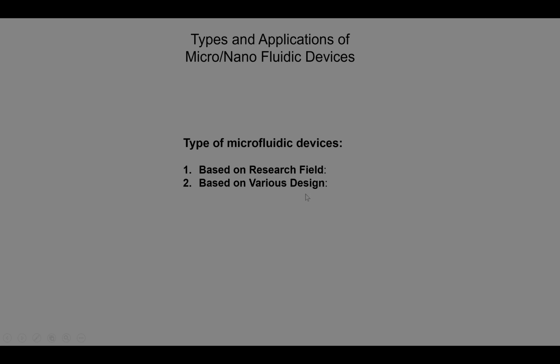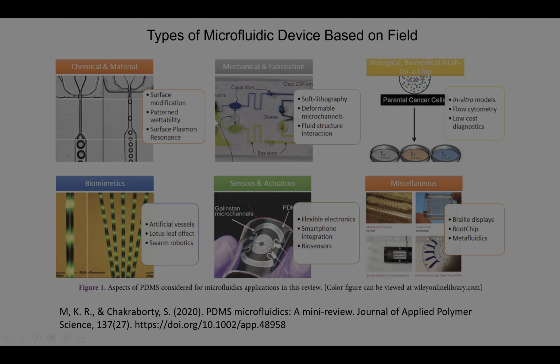Based on research field and various designs, we can distinguish these microfluidic devices. Here we are discussing based on the research field. Chemical and materials is one of the prolific areas for microfluidic devices, where they are used for surface modification, pattern repeatability, and surface plasmon resonance. The second one is mechanical and fabrication technique. In this field, to construct the microfluidic device, we are using soft lithography, deformable microchannels, and fluidic structure interactions.